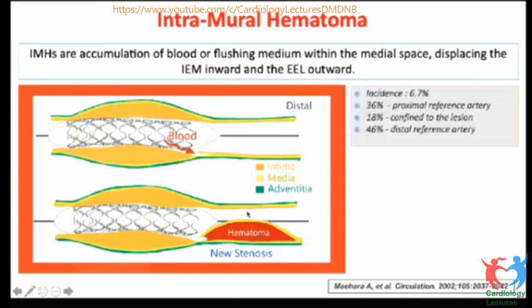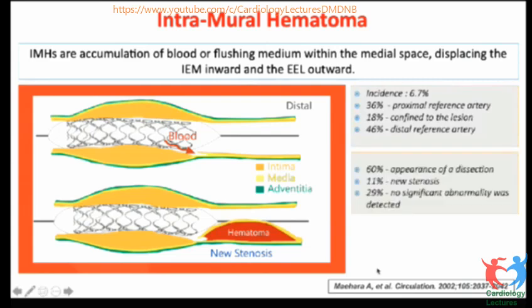So why is this very important? It occurs in about 7% of the PCIs, and most commonly occurs in the distal reference. And more importantly, in 1/3 of the cases, there is no significant abnormality noted on angiography. It results in a higher incidence of non-Q MI, repeat revascularization, and sudden death. So you have to address any hematoma you notice at the edges because there is a high event rate.